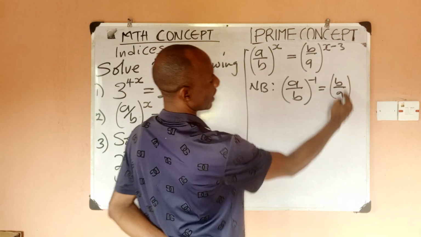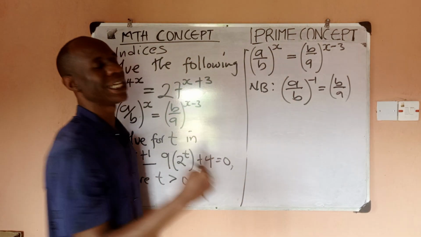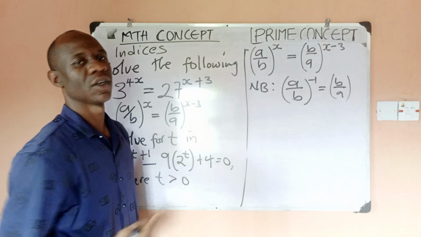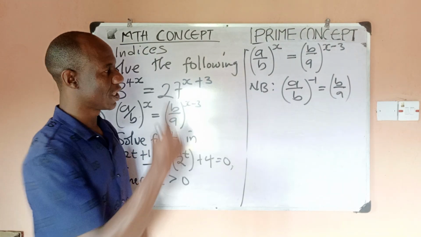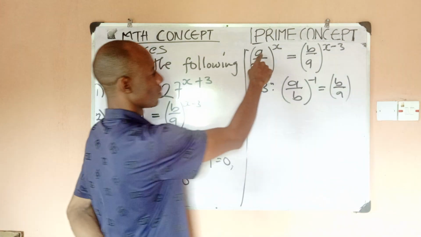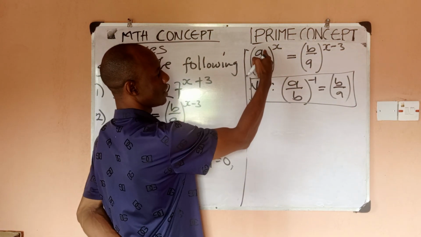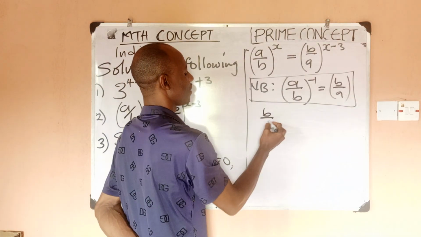Or you can say b over a, same thing as a over b to power minus 1. So it means once I change a base, once I invert, I add a negative to the power. So this, I want to make this b over a. So I'll have b over a.